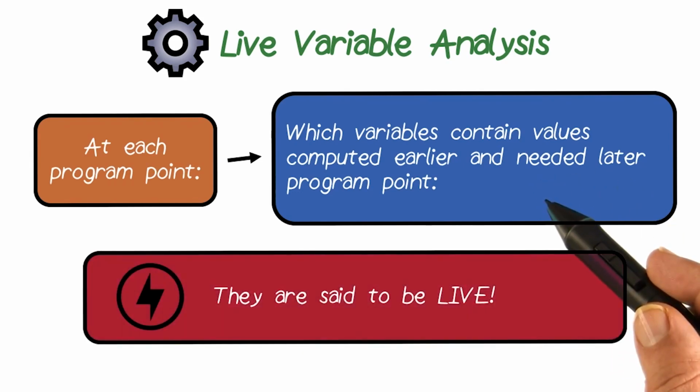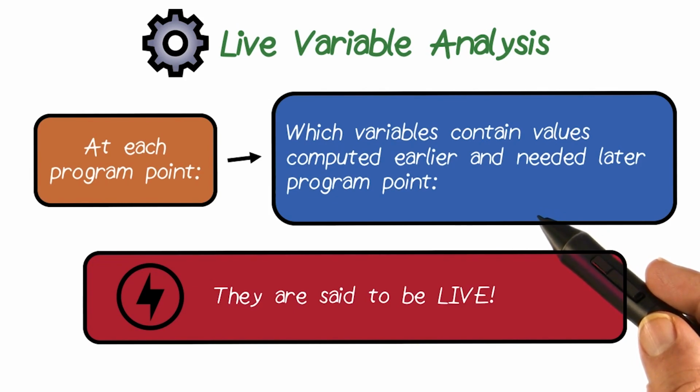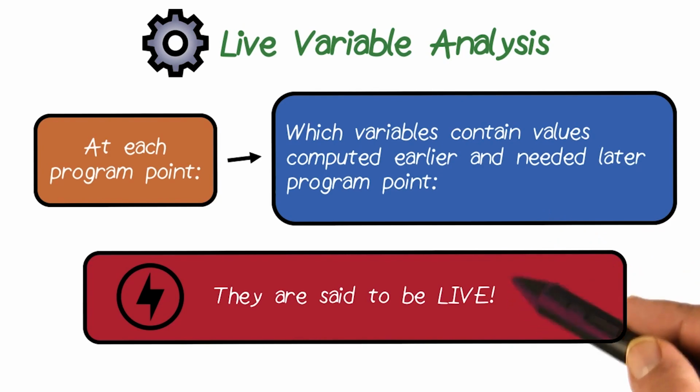So imagine certain variables which are defined, which contain certain values and which are flowing through that particular program point down, and they are being used further down somewhere in some expressions, in some conditionals, whatever, and their values are needed down in the execution from that control flow point. If that is the case, then the variable is defined to be live at that particular program point.